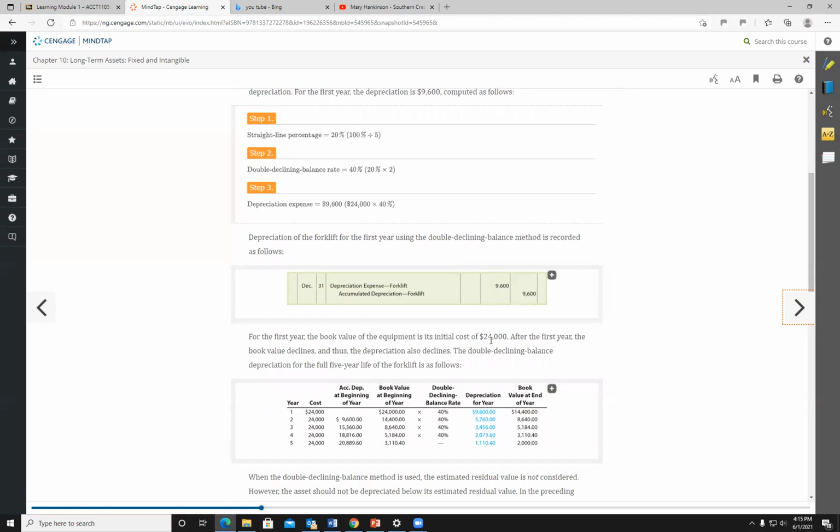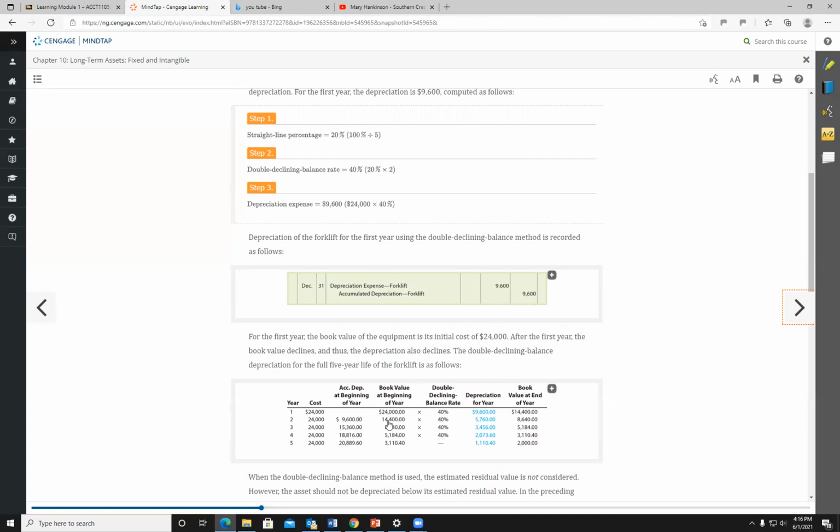Now, after the first year, the book value declines, and the depreciation also declines. The double declining balance depreciation for the full 5-year life is as follows. This entry right here is what calculates the book value. The initial book value of the equipment before any depreciation was recorded was $24,000. Now we've recorded the first year's depreciation of $9,600, so the book value of that equipment, if you look right here, is $14,400.